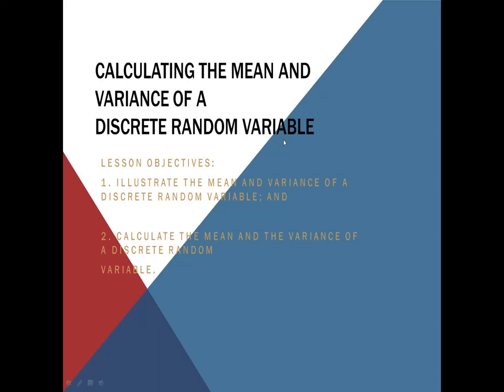Today is, I believe, week 3 of our Core 006 Probability and Statistics, and this is the last lesson before our achievement test. The title of our lesson today is Calculating the Mean and Variance of a Discrete Random Variable. We have two lesson objectives: one is to illustrate the mean and variance of a discrete random variable, and the other is to calculate the mean and the variance of a discrete random variable.